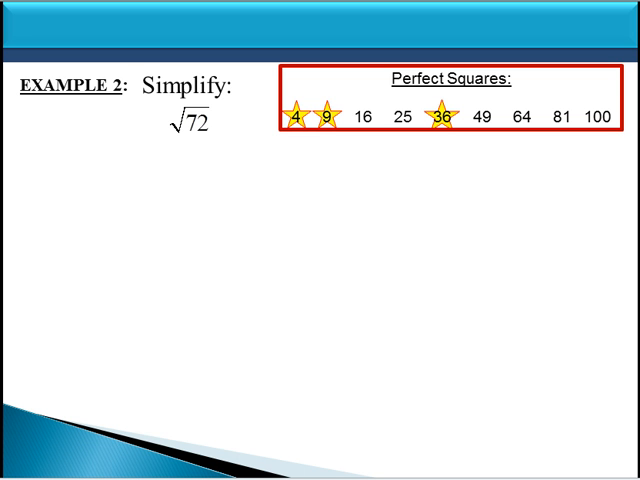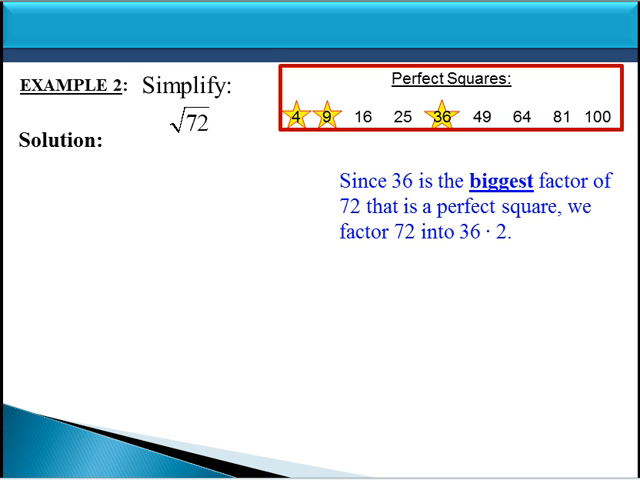So while we could use 4 or 9, the one that we need to use in order to simplify this completely is 36. Since 36 is the biggest factor of 72 that is also a perfect square, we're going to factor 72 into 36 times 2 and use that rule.